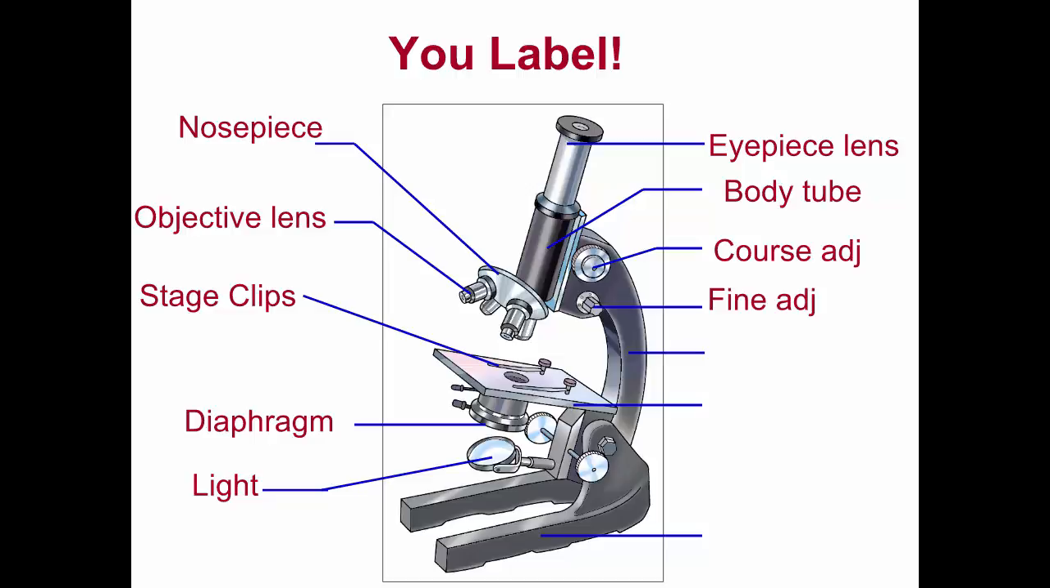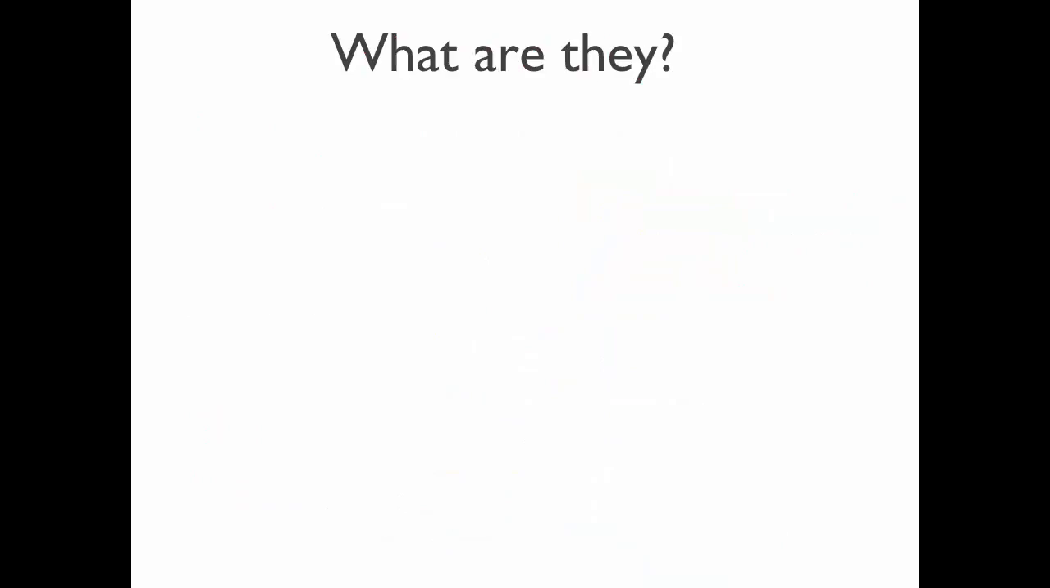The part you grasp to carry your microscope around, that's the arm. This flat piece you put slides on, Avery? The stage. And then the bottom. Aiden? The base. So those are the parts of our compound microscope.